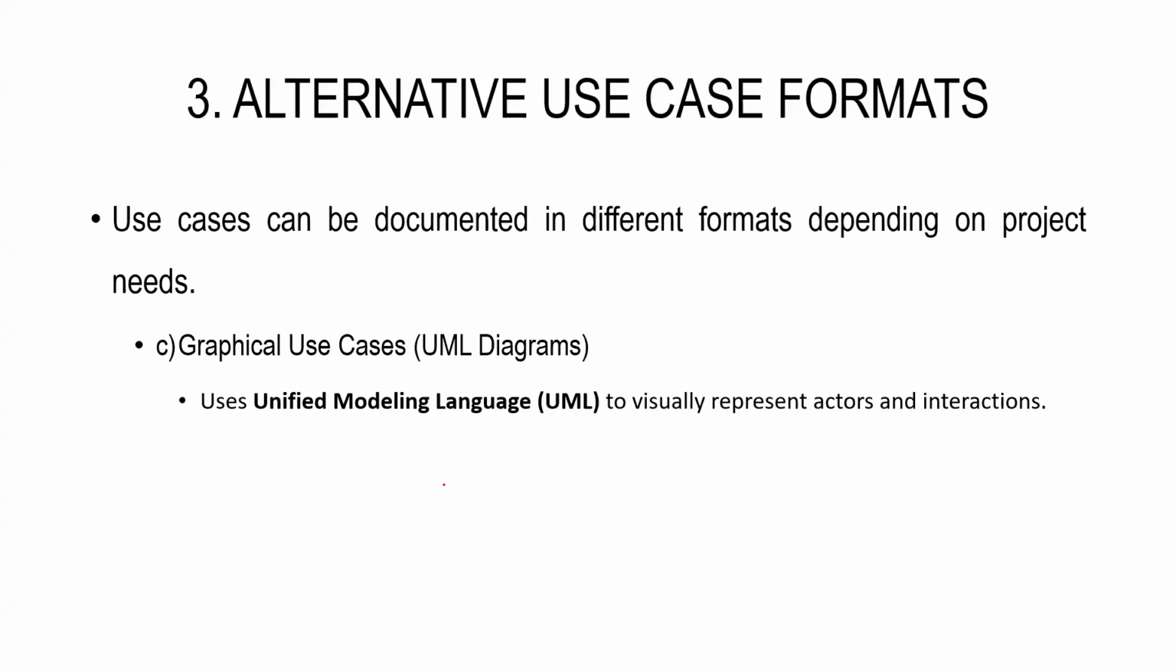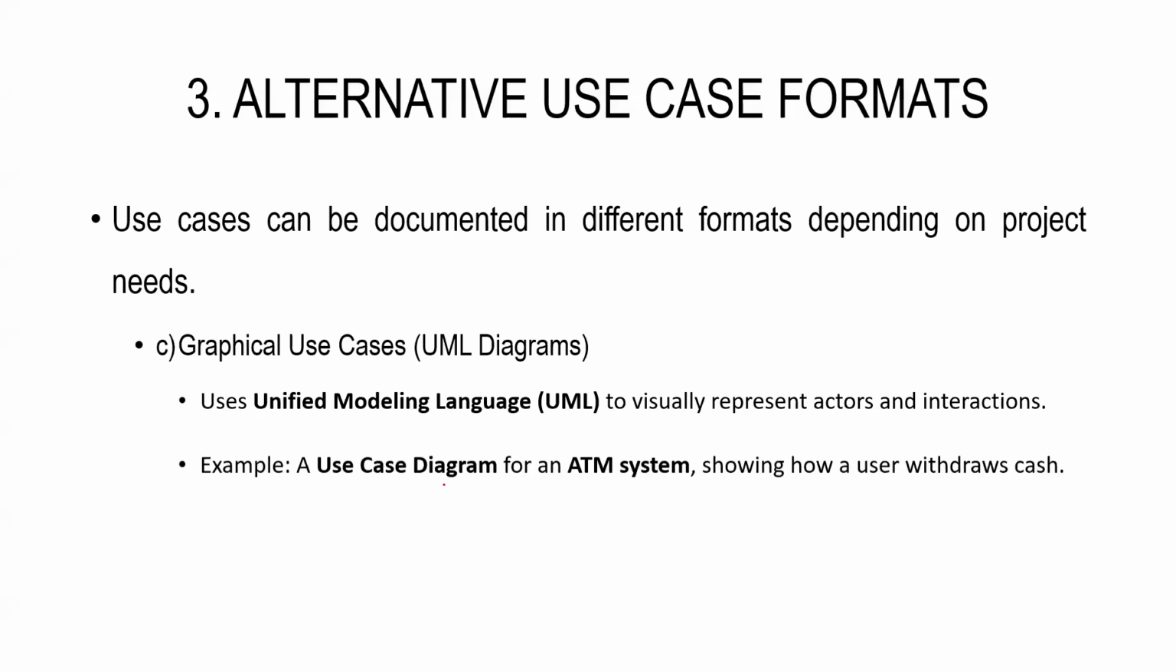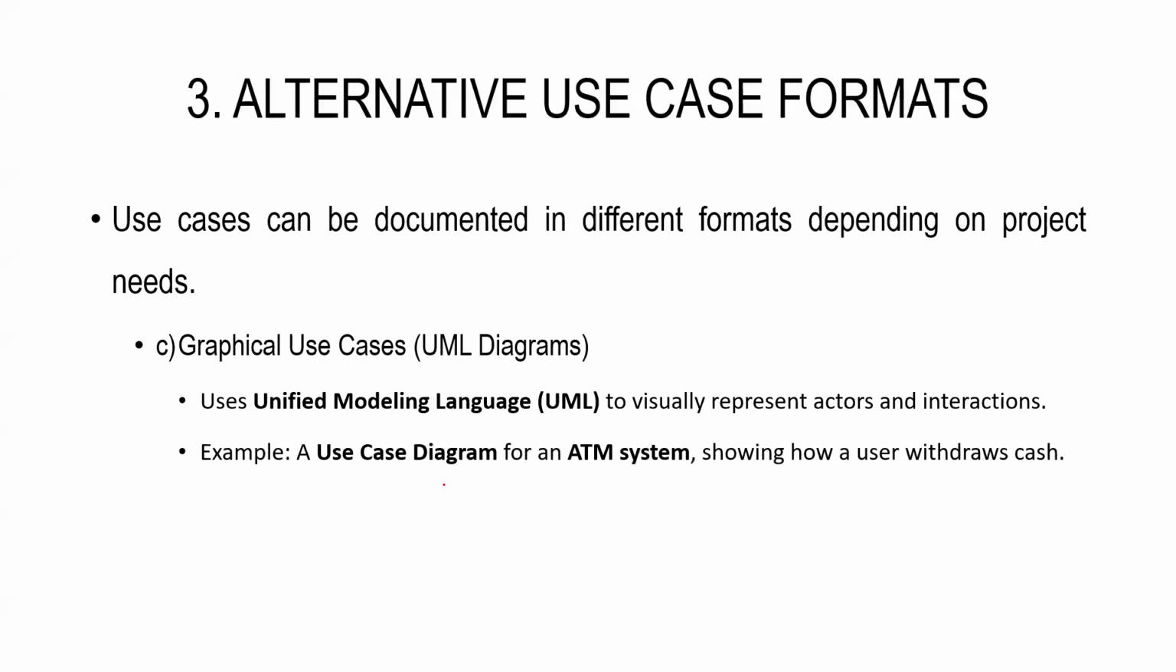So this uses UML or Unified Modeling Language to visually represent actors and interactions. An example, a use case diagram for an ATM. So for an ATM, in that rectangle, you expect the system name to be probably ATM system. And in an ATM system, the use cases or the functions that you expect could be withdraw, deposit. Those are the two use cases that you expect. So the user may interact with the ATM system by withdrawing or by depositing. So those are the two use cases.